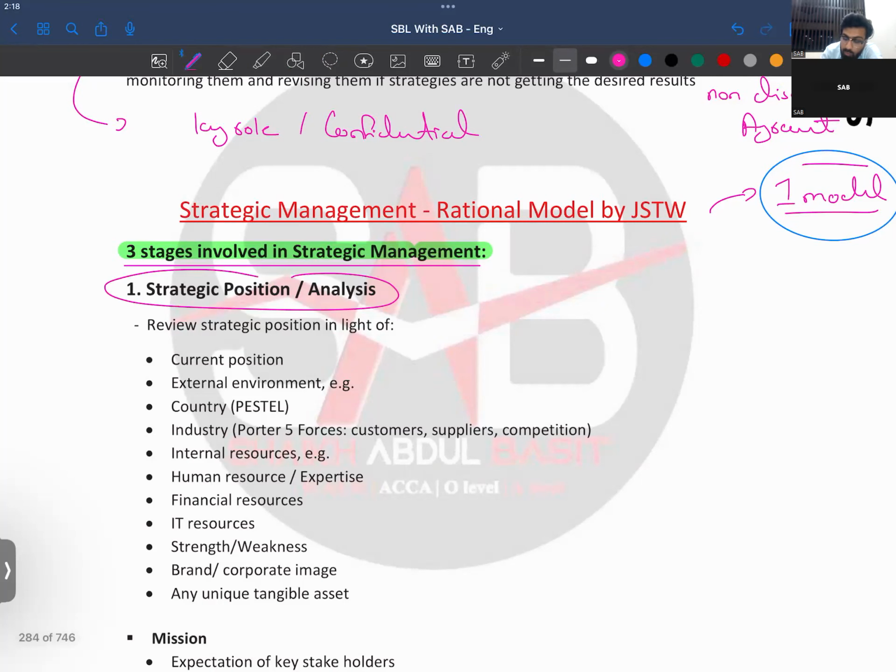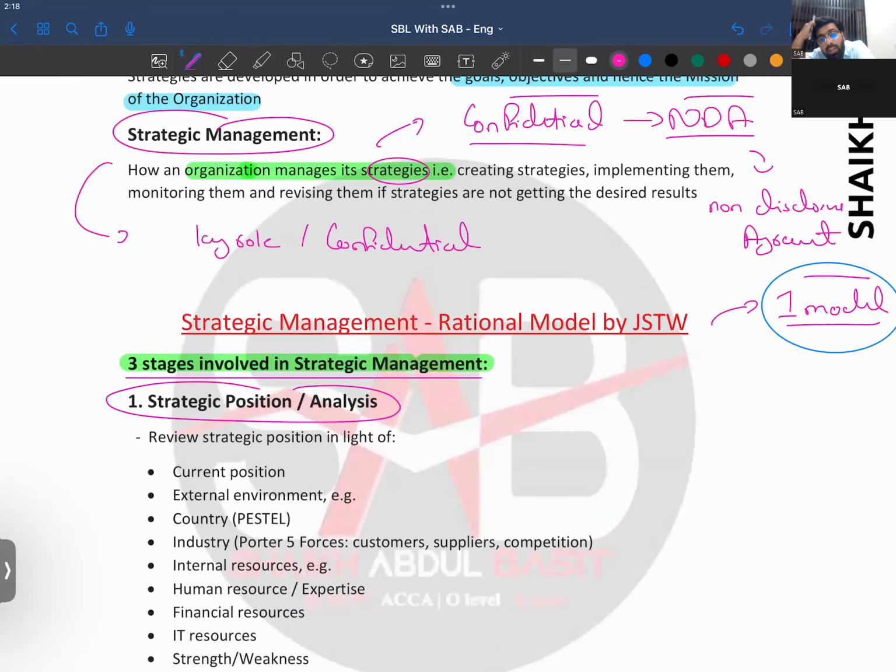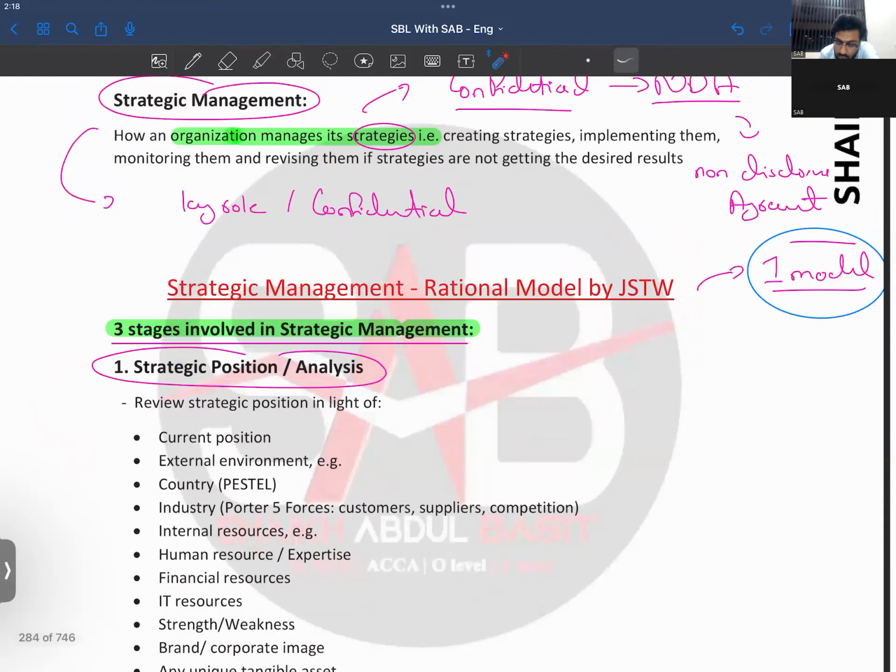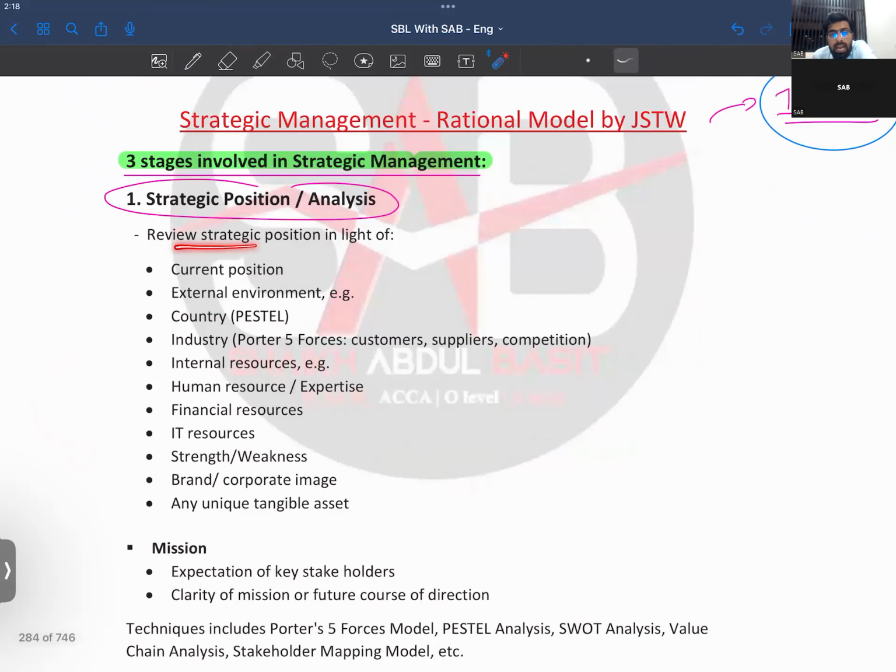While doing strategic management, what you have to do is analyze your strategic position. That means review the strategic position in light of current position, external environment, country, industry, internal resources, human resources, financial resources, IT resources. What are your strengths, weaknesses? What's your brand, corporate image?